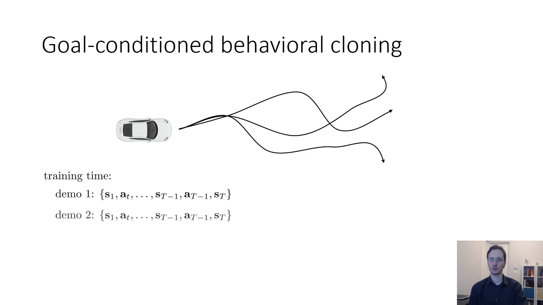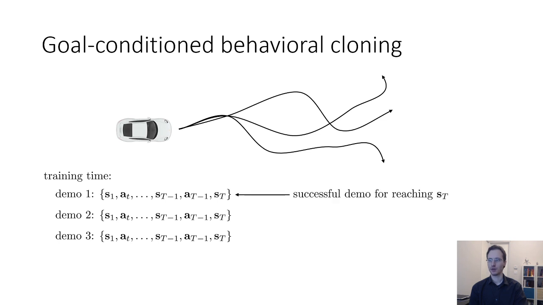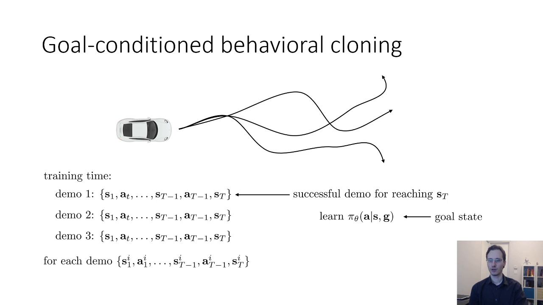And during training, we'll observe a bunch of demonstrations that in general all do different things. But then we're going to treat each demonstration as a successful example for doing whatever it is that that demonstration actually succeeded at. So if the demonstration reached the state ST, it's a successful demonstration for reaching ST. And then we'll learn a policy, conditioned on a state, and conditioned on the goal. So the way that this works is that for each demo, you basically select the goal to be the last state that was reached, and then just do regular behavior cloning.